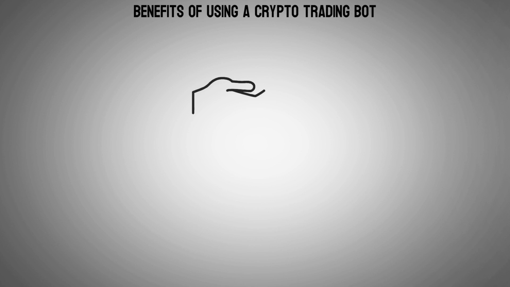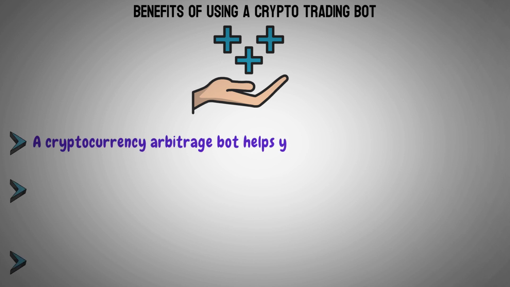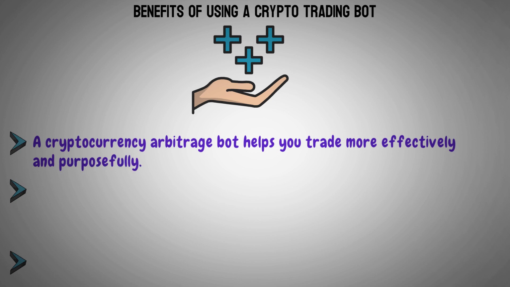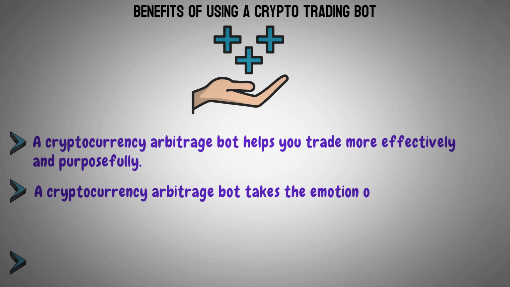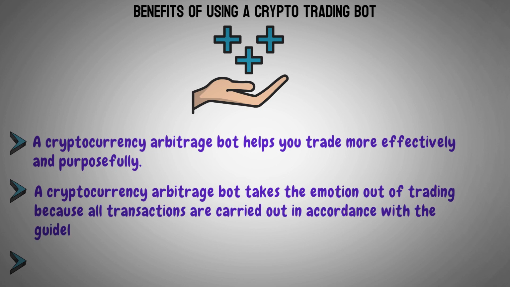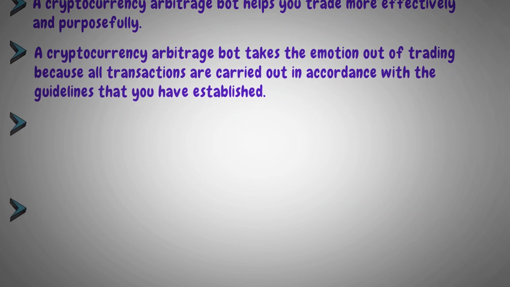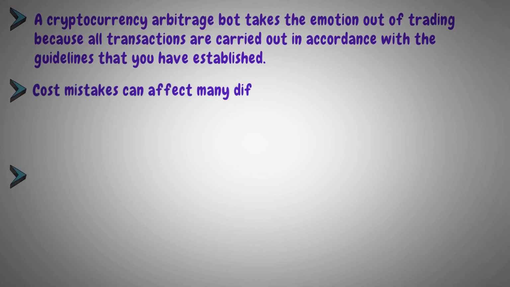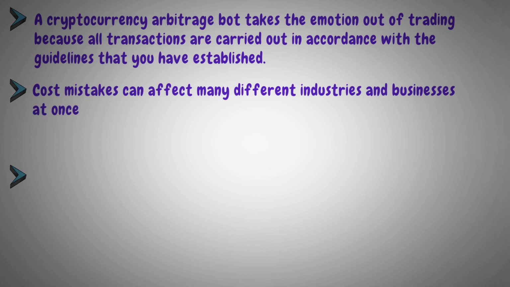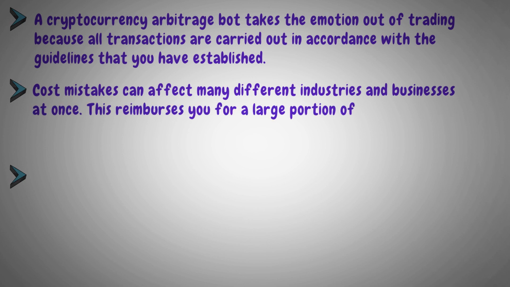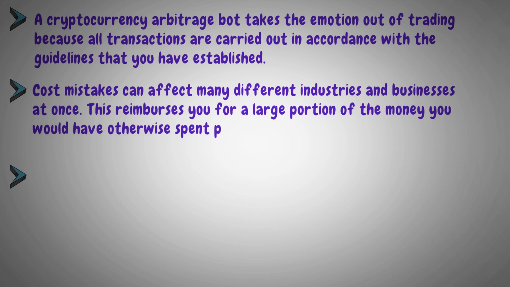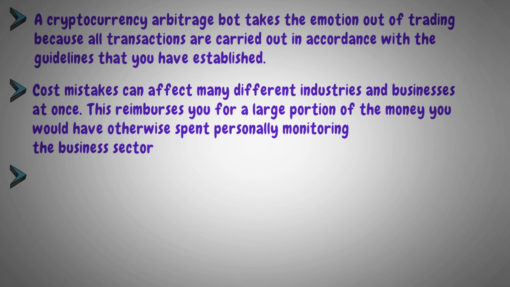Benefits of using a crypto trading bot. If you have doubts about whether to use it yourself or not, these benefits will definitely clear them. A cryptocurrency arbitrage bot helps you trade more effectively and purposefully. A cryptocurrency arbitrage bot takes the emotion out of trading because all transactions are carried out in accordance with the guidelines that you have established. Cost mistakes can affect many different industries and businesses at once. This reimburses you for a large portion of the money you would have otherwise spent personally monitoring the business sectors.